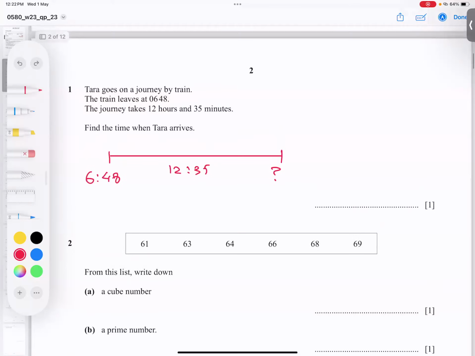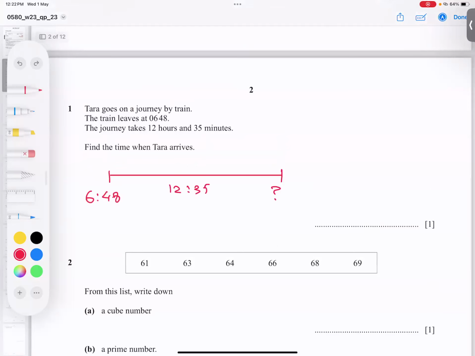Now, there are two ways. One, using a calculator, and one manually. Look, I'm doing both. Manually, I'm doing 8 plus 5, 13, 1 carry. And I've added 5 plus 3, 8, so I get 83.